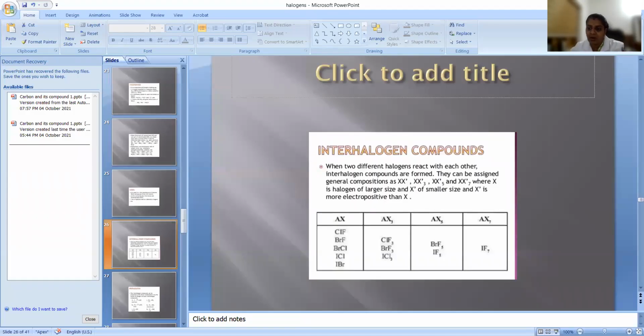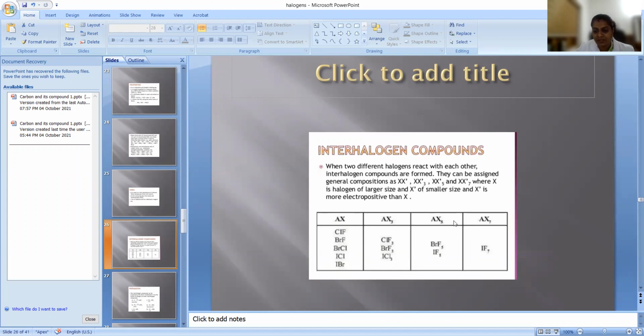So what is an interhalogen compound? When two different halogens react with each other, we get an interhalogen compound. What are the types? XX', like ClF, BrF, BrCl, we will get like that. Also XX'3, like ClF3, BrF3, and ICl3 are examples.